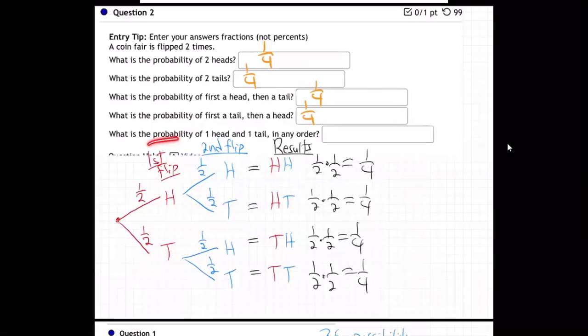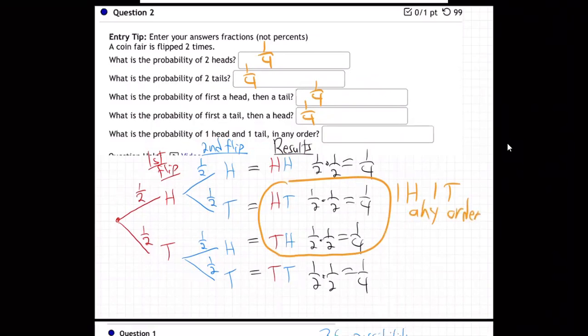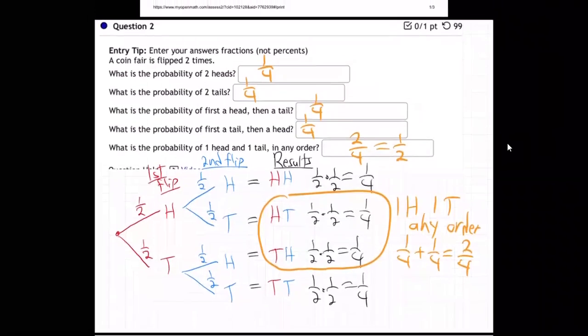And last, 1 head, 1 tail, any order. Now any order, that's going to be both of these, isn't it? 1 head, 1 tail, any order is going to be 1/4 plus 1/4, which is 2/4. Now you don't even have to reduce the fraction. I mean, you could, if you want to. It's a half, or you could type in the decimal 0.5. It doesn't matter.